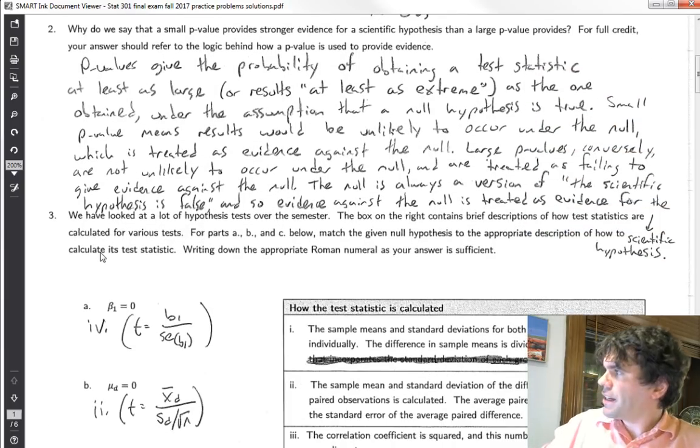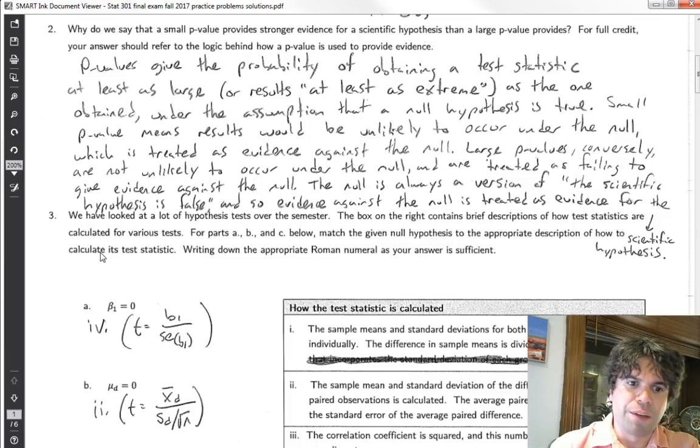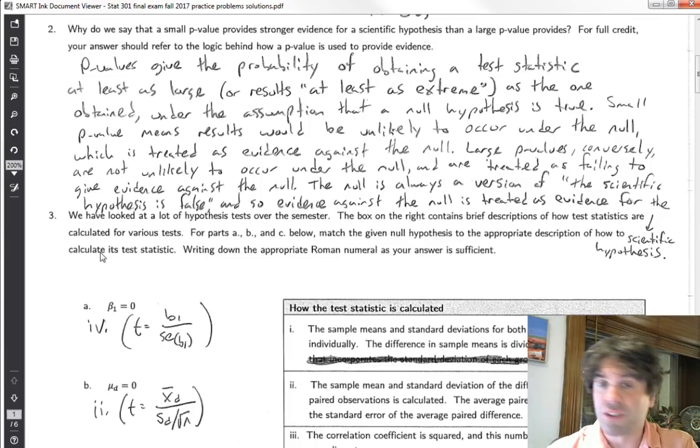Next question says, why do we say that a small p-value provides evidence, or stronger evidence, for a scientific hypothesis than a large p-value provides? For full credit, your answer should refer to the logic behind how a p-value is used to provide evidence. So what it says here is that p-values give the probability of obtaining a test statistic at least as extreme as that which you got, or at least as large as the one you got. It means the same thing. Assuming that the null hypothesis is true.